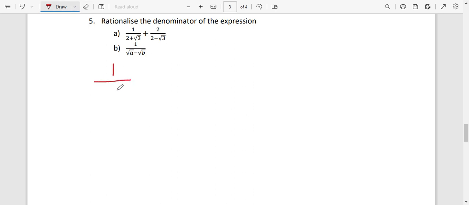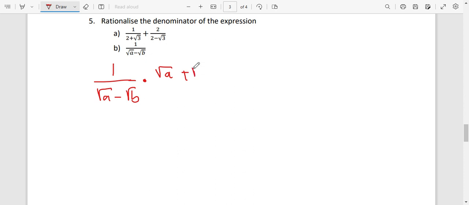Okay. 1 divided by square root of a minus square root of b. What's the conjugate of the denominator here? What's the conjugate of the denominator? Yes, you can go on. It will be square root of a plus square root of b.